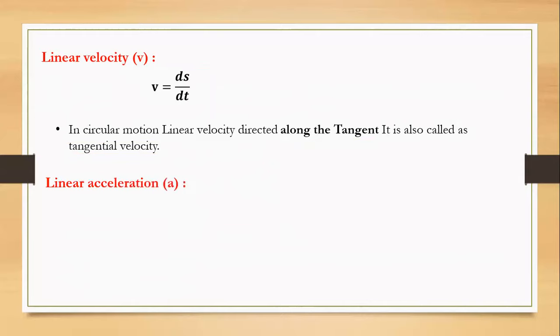Now the next one, linear acceleration. It is represented by a. You can see the formula here: linear acceleration is given by dv by dt. The rate of change of linear velocity with time is the linear acceleration. The unit is meter per second square for linear acceleration. So here we learned about linear acceleration.